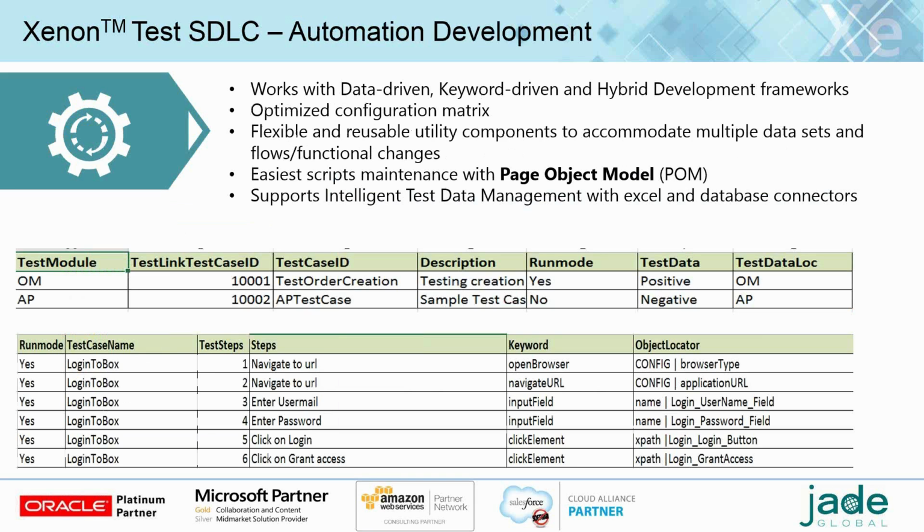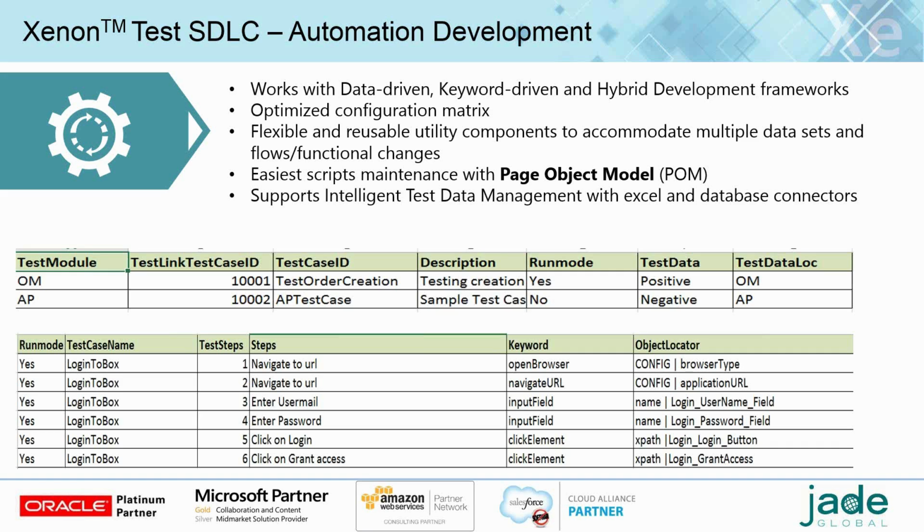So when it comes to automation development, which is the next step beyond test planning, as I said, it works with different kinds of frameworks, whether it's data-driven, keyword-driven, or hybrid frameworks. It is based on the parameters of reusability. How can you optimize your configuration? How can you be flexible and reusable down to your core? How can you reduce your ongoing costs?